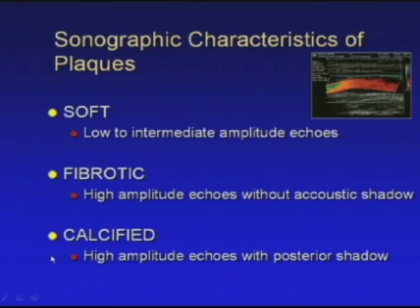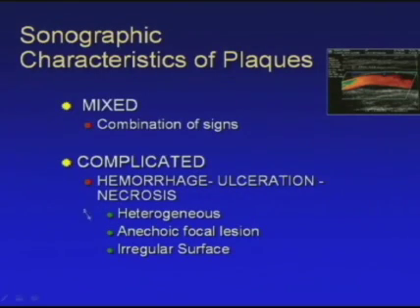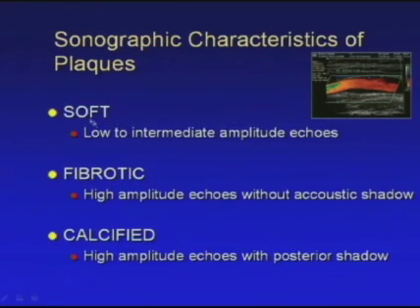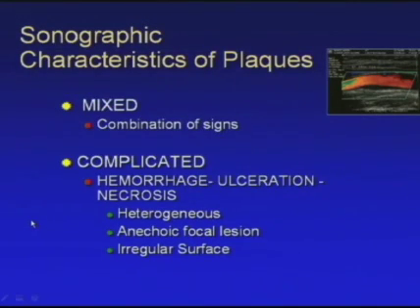The mixed plaques present a combination of signs. So we can have a plaque with soft, with calcified portions, or a fibrotic plaque with soft portions, and any kind of combination among these three conditions. The complicated plaques present hemorrhage, ulceration, and necrosis. And the sonographic characteristics are heterogeneous, anechoic focal lesions, and irregular surface.